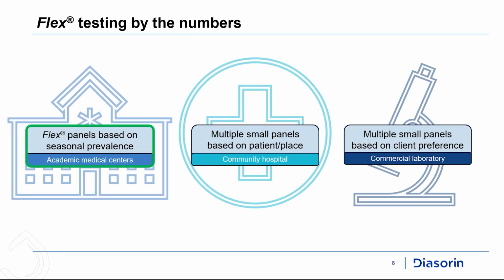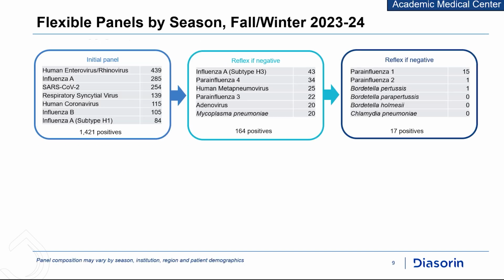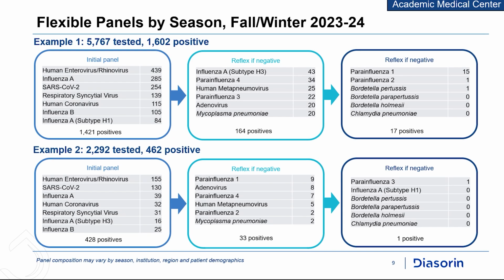Let's take a look at some real-world examples of how flexible testing can be implemented, and we'll start with two examples of academic medical centers who did a retrospective analysis of their data from 2024. What they found through assessing their target prevalence by month was that specific panels could be leveraged by season to capture the majority of their positive tests, so they could do most of their testing on a smaller, more economical panel while still having the option to unmask additional targets as needed.